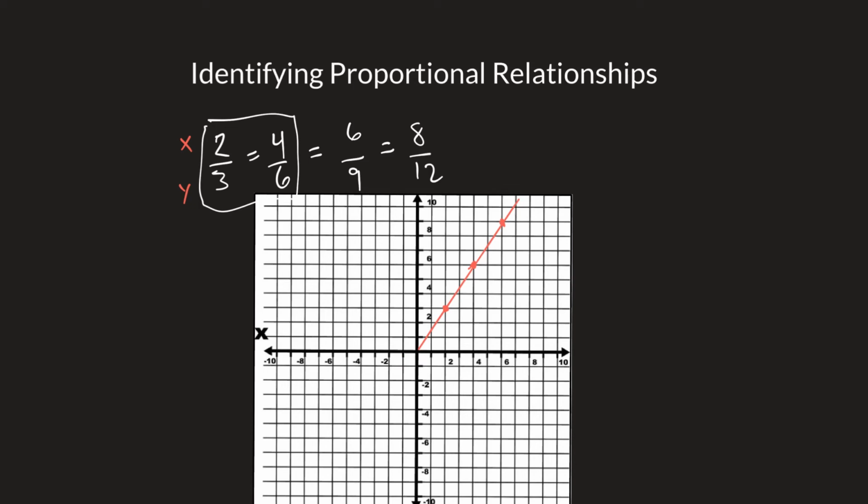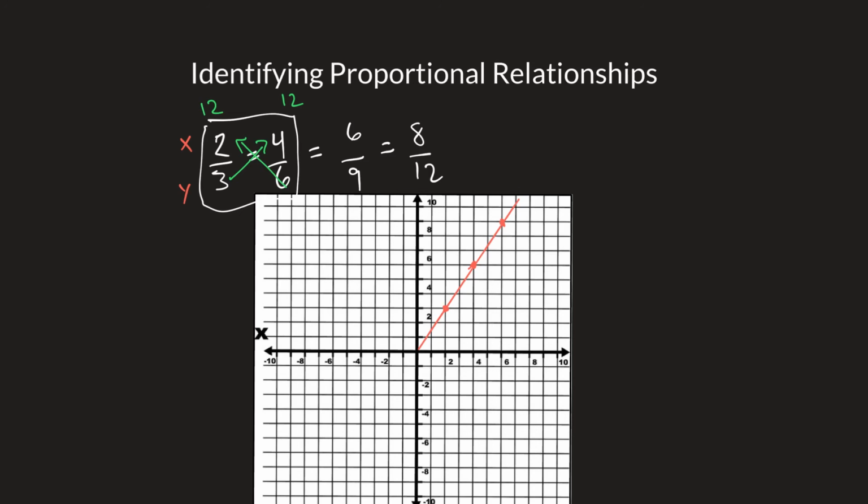So there you go. You know you have a proportion if you have two equal fractions. Oh, and you can show that those fractions are equal by cross multiplying. 2 times 6 is 12, and 3 times 4 is 12. So those are called cross products. So you got that going.